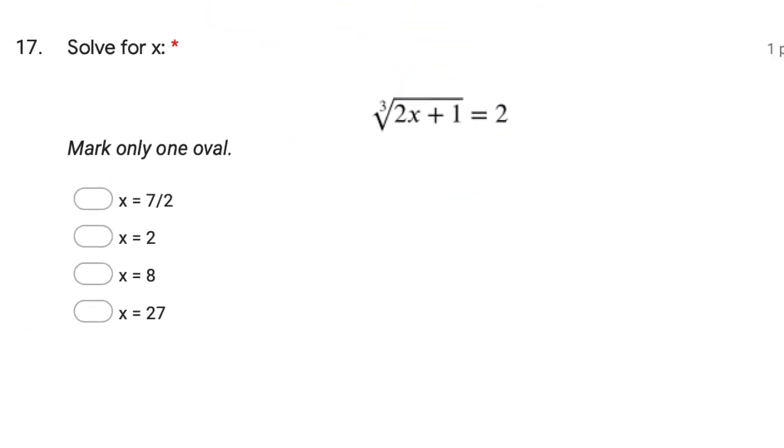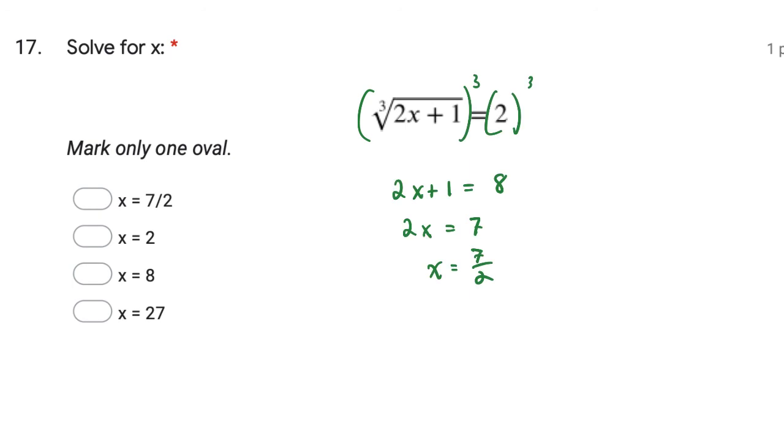And last one on this. Ooh, radical is already isolated. All we have to do is cube both sides. 2 cubed now is 8. We'll subtract the 1, giving us 7. So 7 over 2. Looks like our answer.